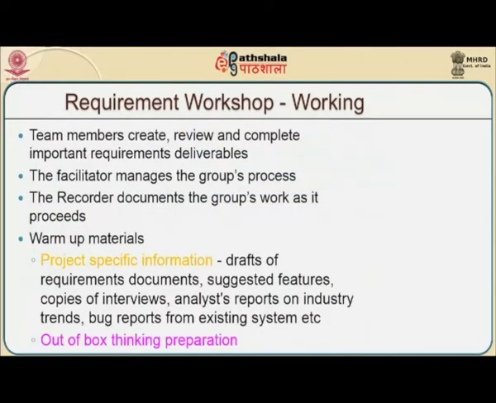How to make this requirements workshop work? The team members have to create, review and complete important requirement deliverables. Then it is the responsibility of the facilitator to manage the group's process. There is another person who is actively involved, who records all the documents and the group's work as it proceeds.